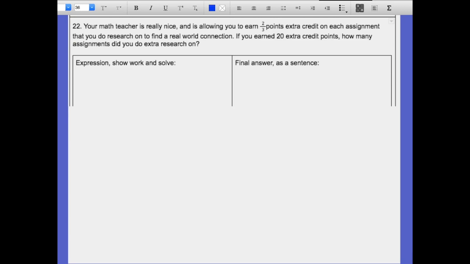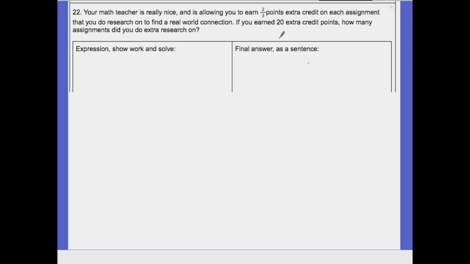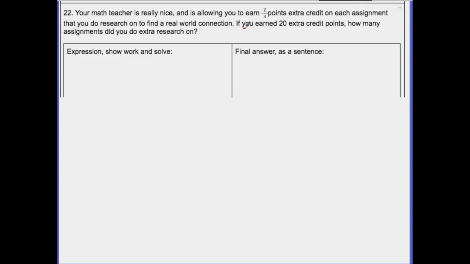All right, the very last one on our study guide for us to practice on here. Your math teacher is really nice and is allowing you to earn 2/3 points extra credit on each assignment that you do research on to find a real-world connection. If you earned 20 extra credit points, how many assignments did you do extra research on? So again, I'm going to think of this as like I earned 20, and let's round. Let's say this 2/3 is for 1. So if I earned 1 point for every assignment, how many assignments did I do? Well, that means I did 20. Each one was 1 point, so I got to 20.